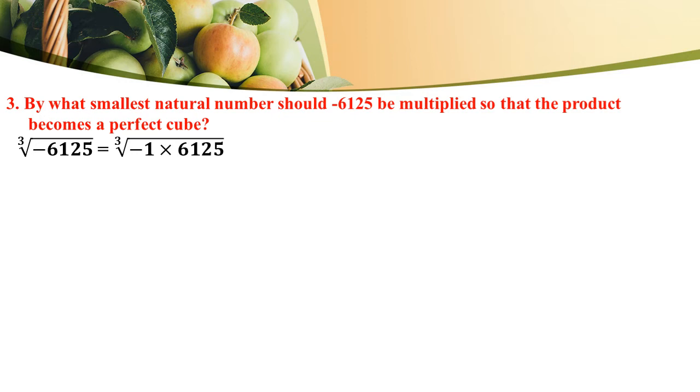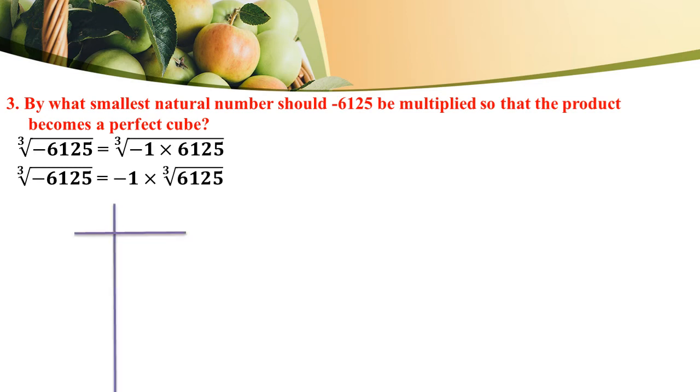So, first write minus 6125 as the product of minus 1 and 6125. So, the cube root of minus 1 is minus 1, into the cube root of 6125. Then, find the prime factors of 6125. First, we should take the first prime number. The first prime number is 2.